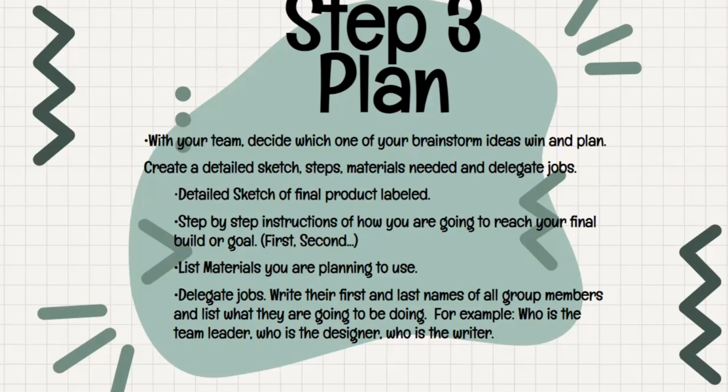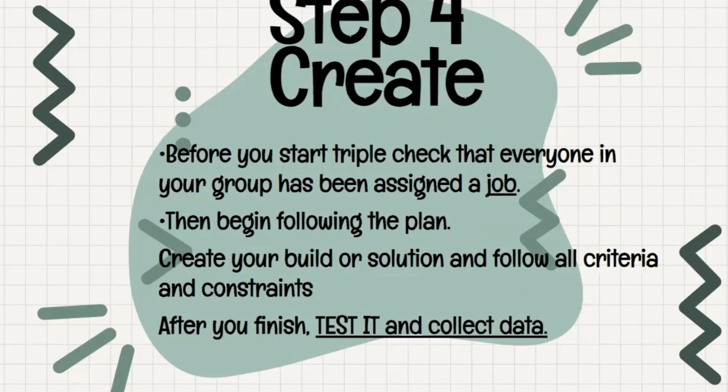And one of the most important of all of these is making sure that you delegate jobs. So you'll write the first and last names of your group members and list what they will be doing. For example, who is your team leader? Who's the designer? Who is the writer? And then after this, we move on to the next 3 steps.